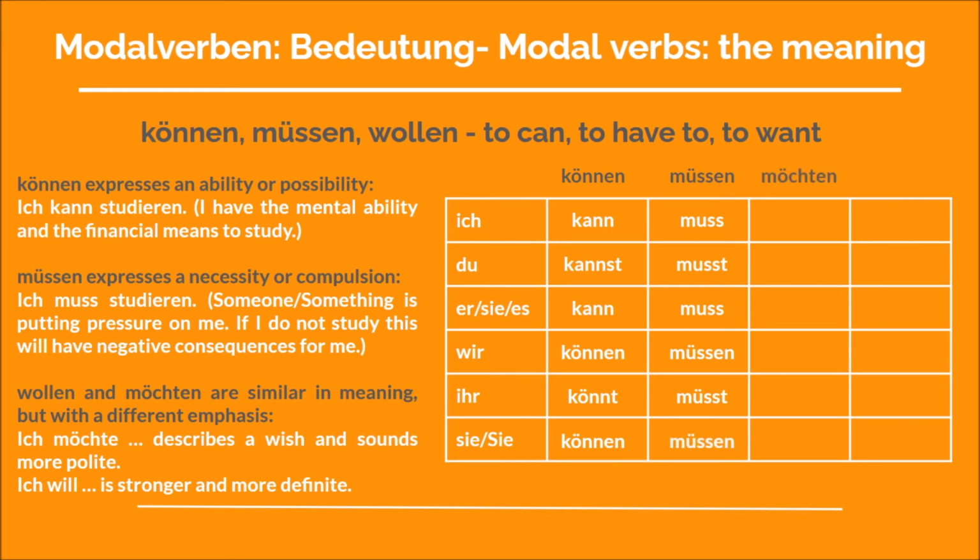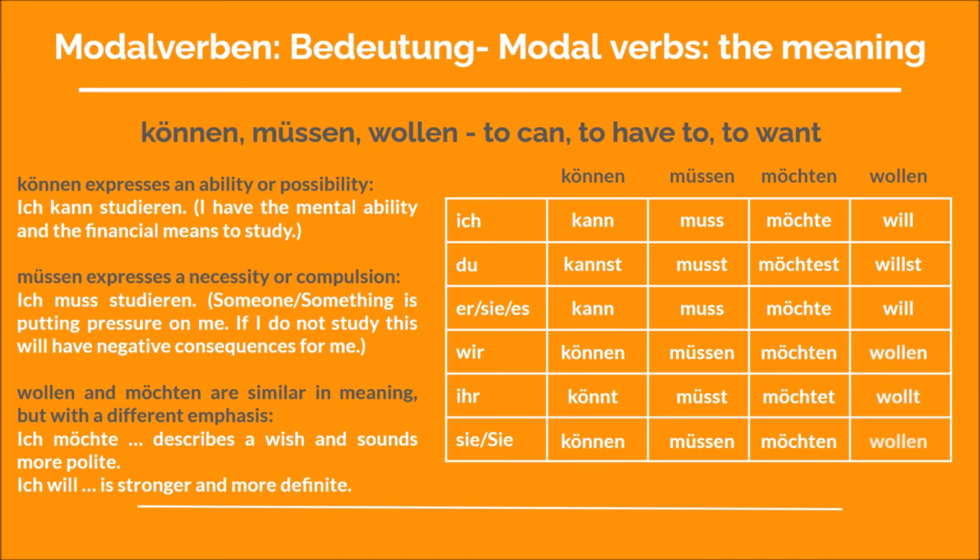Next column is möchten. Ich möchte, du möchtest, er, sie, es möchte, wir möchten, ihr möchtet, sie möchten. The very last one is wollen. Ich will, du willst, er, sie, es will, wir wollen, ihr wollt, sie wollen.